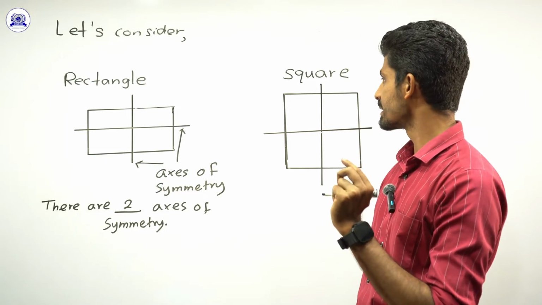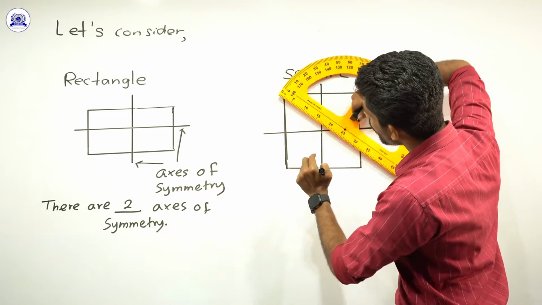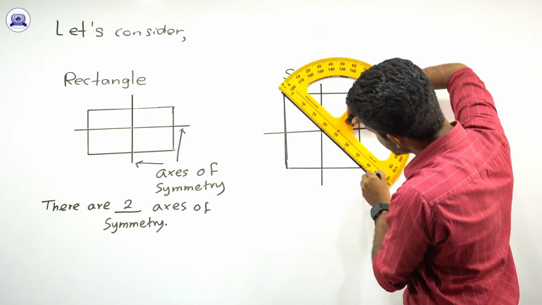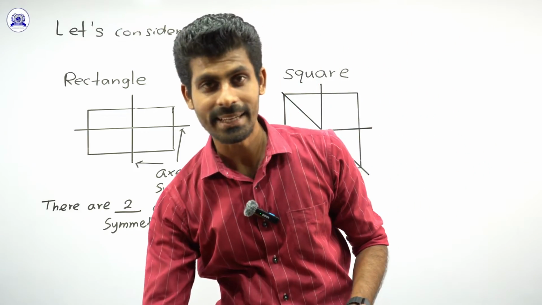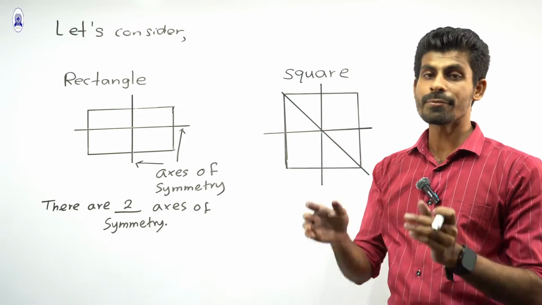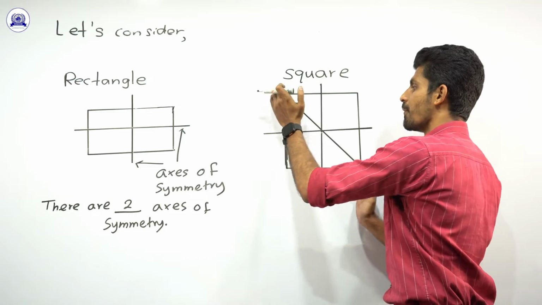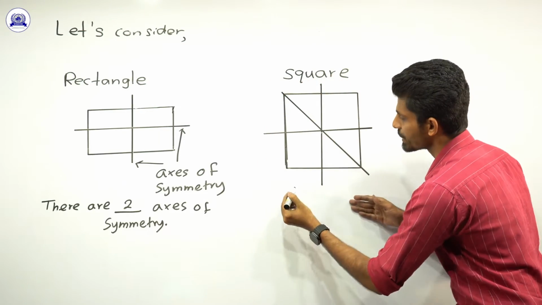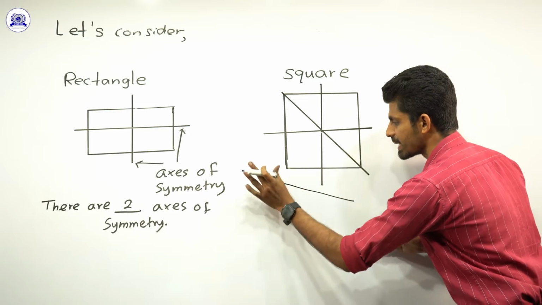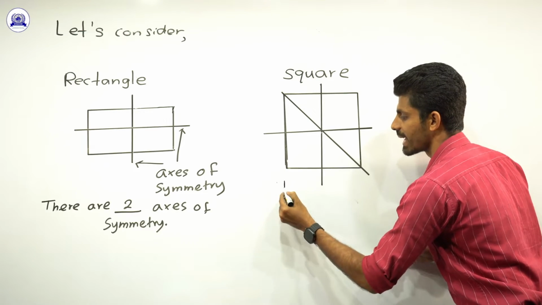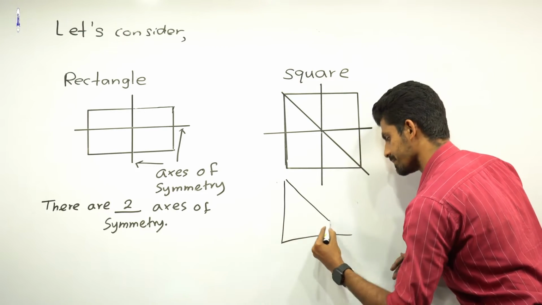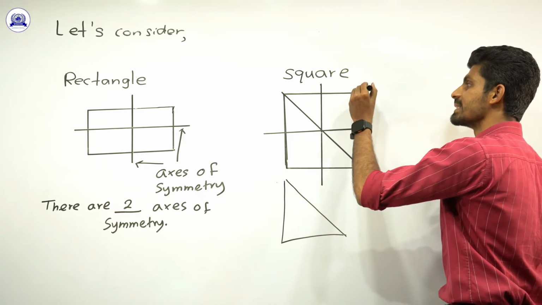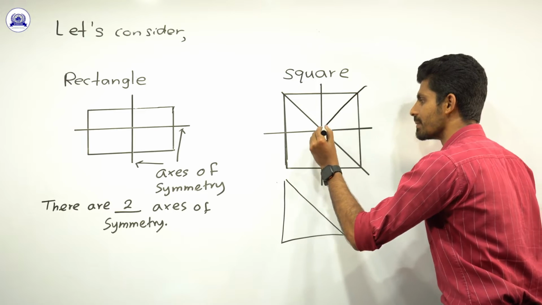Then you can fold along this axis, and equally get two parts. Then you can fold along the diagonal like this. That means you can get two equal parts like this. Same for the other side as well.